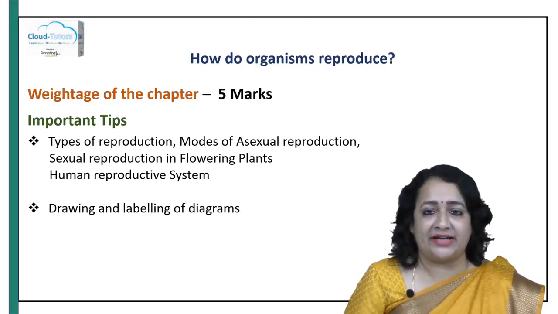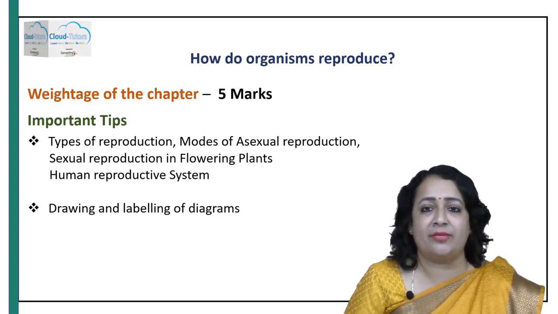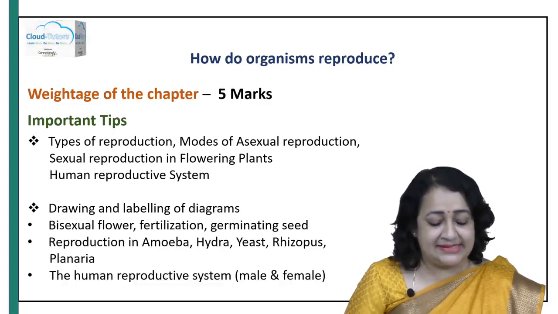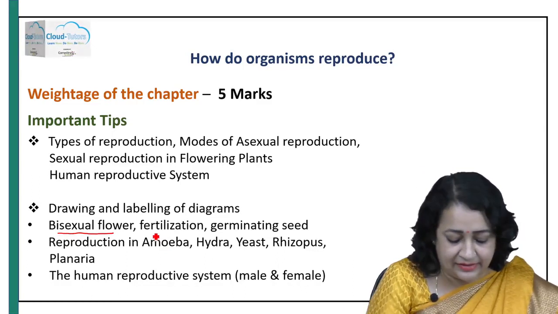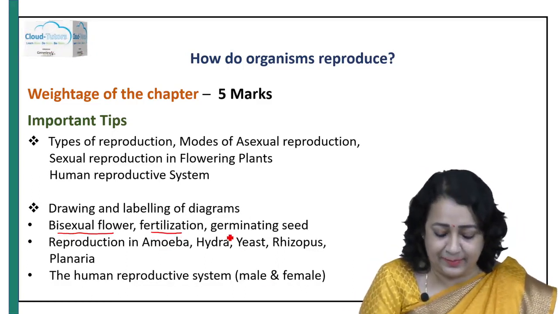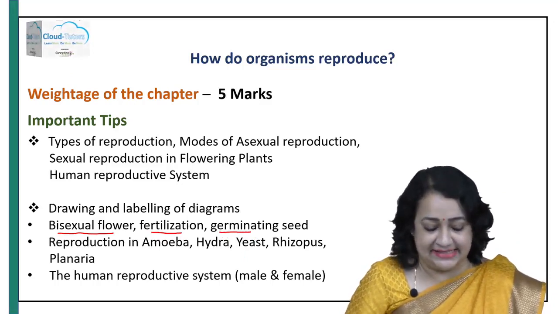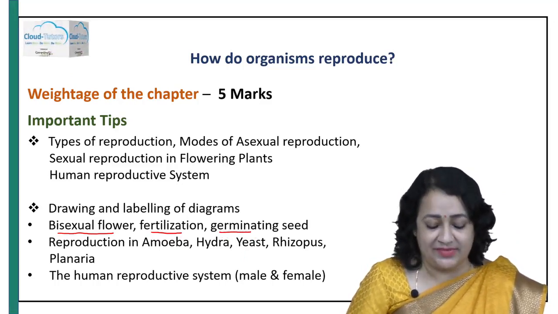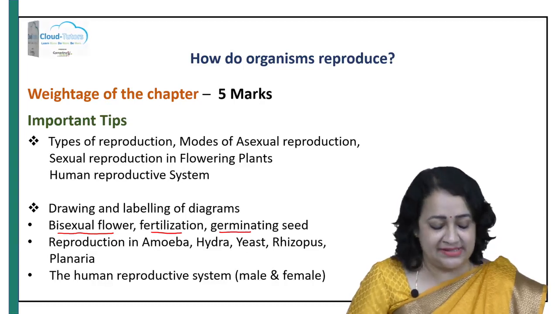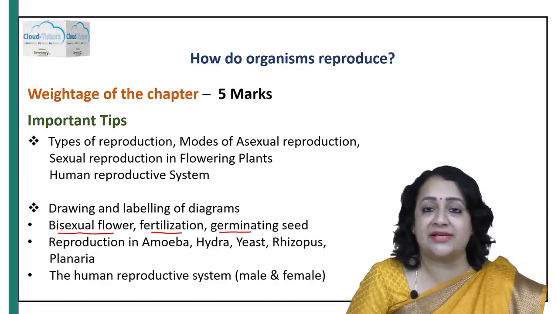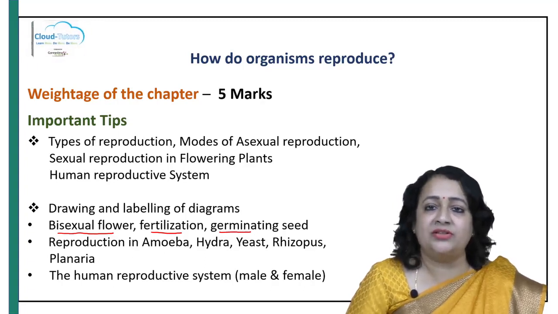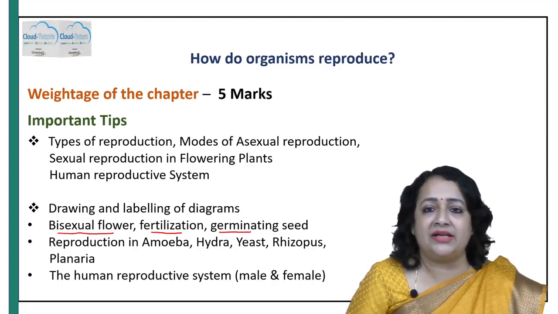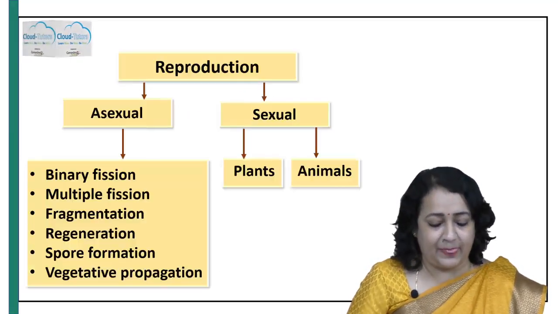Drawing and labeling of diagrams is important. So which diagrams can come from this chapter? Bisexual flower, fertilization in flower, germinating seed, reproduction in amoeba, hydra, yeast, rhizopus, planaria. These diagrams are important. And when we talk about human reproduction, the human reproductive system, both the male reproductive system and the female reproductive system, can come for drawing as well as labeling of diagram.